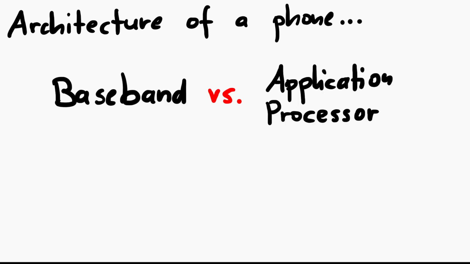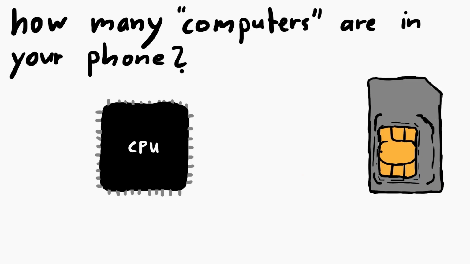I know a lot of you will probably already know that there is a difference between the baseband and the regular processor of the phone. But I want to make sure everybody understands this, so let me quickly explain. In the first video, I asked the question, how many computers are in your phone? And we learned that the SIM card is actually its own chip running software.